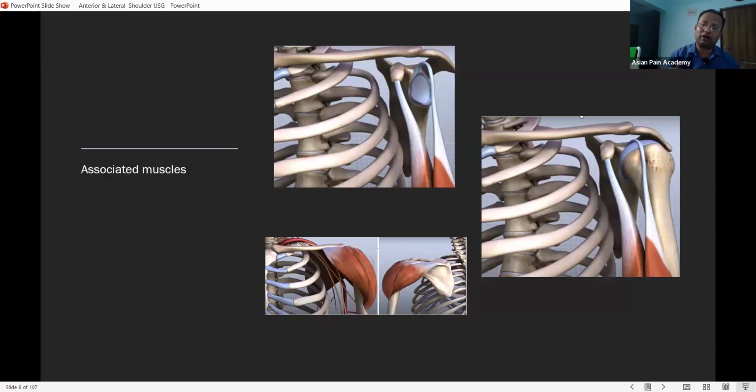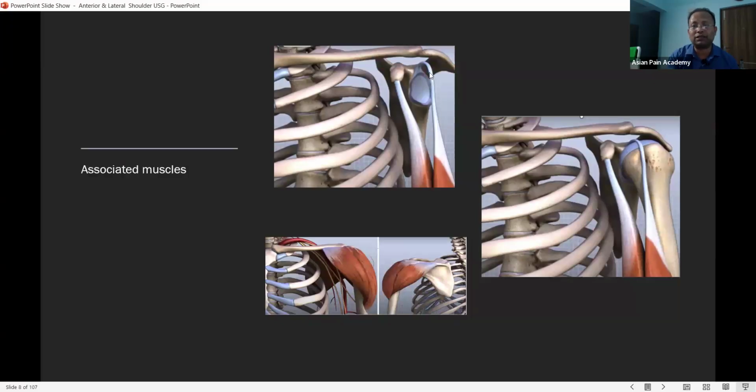Below the trapezius and deltoid, we will see other muscles like supraspinatus, infraspinatus, teres minor, and subscapularis. Here let's see some other associated muscles while we are doing the ultrasound of the shoulder. Another associated muscle is the biceps tendon. The muscle has two heads, one long head and one short head. You can see this tendon, which is the long head of biceps.